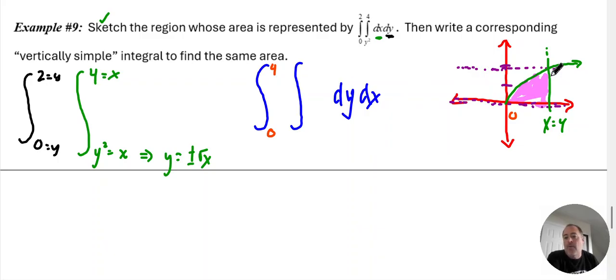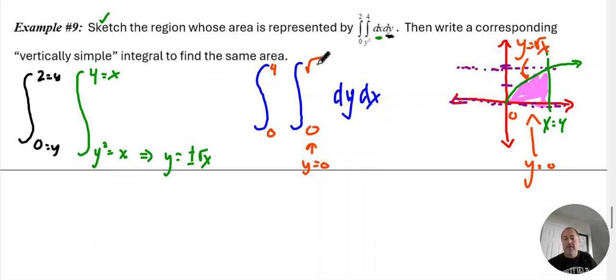Now for y, we want the equations for the function on the top and the function on the bottom. The function on the bottom is clearly going to be y equals 0. So that's going to go right here. And then up here, we want the function that's this. Well, that's going to be y equals the square root of x. So we're going to replace the upper bound with the square root of x.